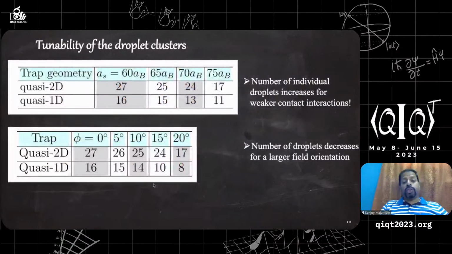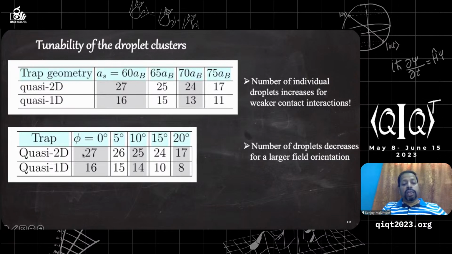Another thing we want to highlight here is the number of droplets. By changing the trap geometry, here we are talking about the scattering length in terms of the radius. From 60 to 75, we see that in quasi-2D cases, if you increase this scattering length, we will be reducing the number. Similarly, it is the same for the 1D cases. So, to get a large number of droplets, you should have a comparatively low scattering length, or if you want to have only a few of them, you just increase the scattering length.